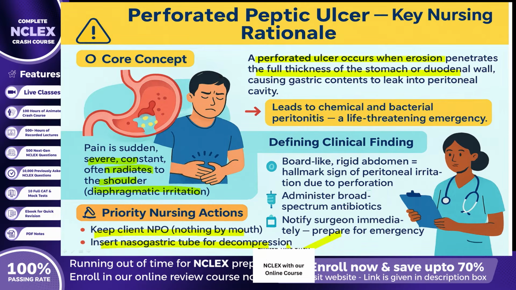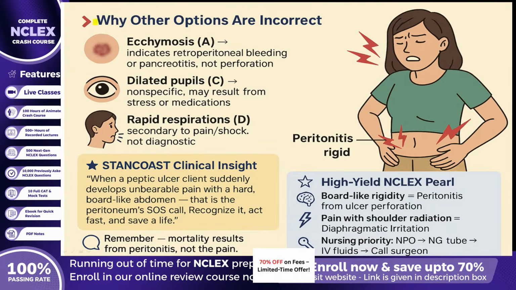Next, let us analyze why the other options do not fit this clinical picture. To begin, Option A, the client's skin appears ecchymotic, is incorrect because bruising is not a hallmark of ulcer perforation. Ecchymosis may suggest retroperitoneal bleeding or acute pancreatitis. But in perforation, pallor arises from vasoconstriction and decreased perfusion linked to hypovolemic shock rather than discoloration of the skin.